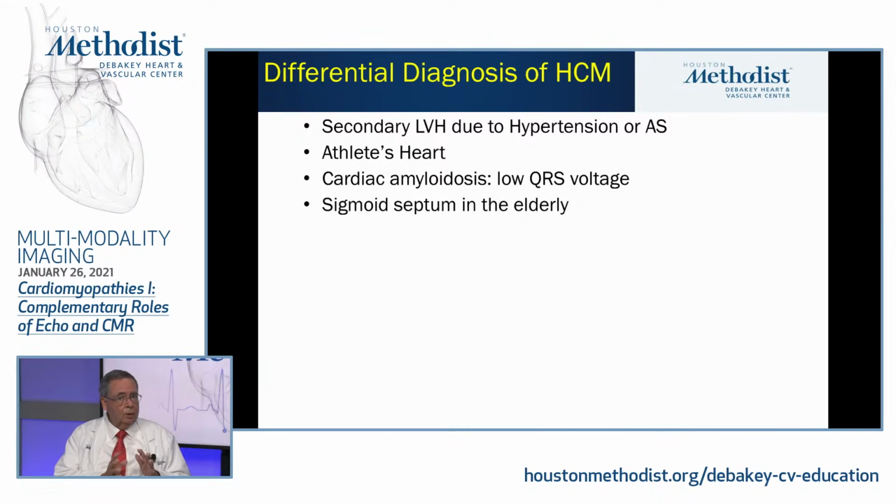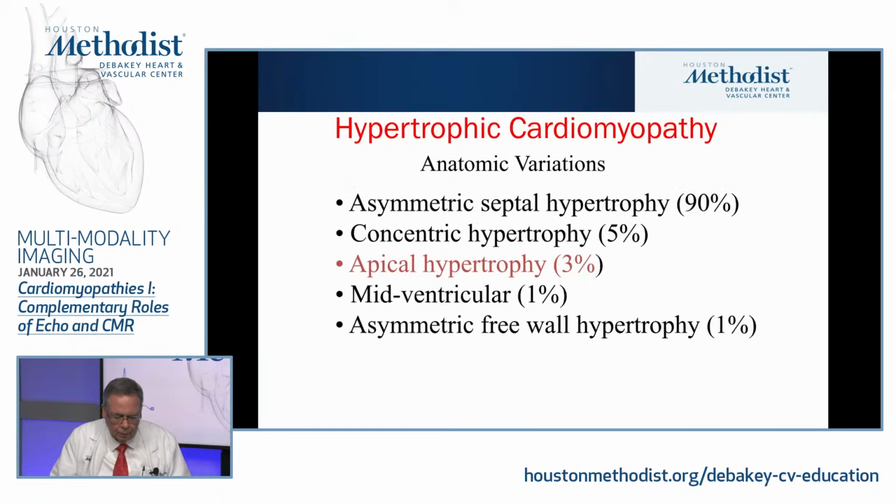Cardiac amyloidosis is interesting because, of course, phenotypically it can look like a thick heart, like in an HCM. Clues there, of course, are many others. We're going to talk about that in a minute. And then one thing that is common is the so-called sigmoid septum in the elderly, usually people past the age of 60, 65, 70, who have this sigmoid shape in the septum and other abnormalities. We don't call those patients as having hypertrophic cardiomyopathy.